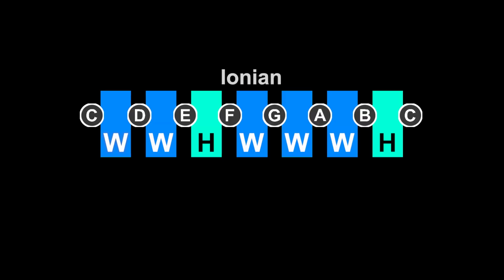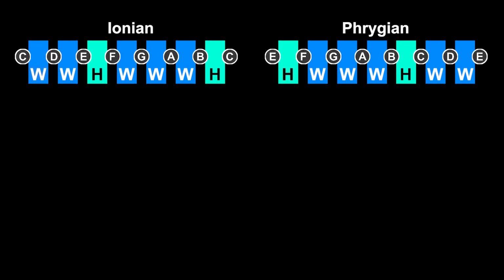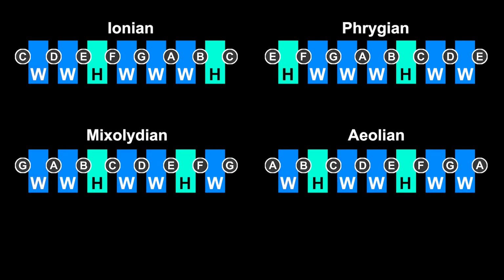The Ionian mode and the Phrygian mode are actually mirror images of each other. Palindromic modes, sometimes they're called. The interval structure of the Ionian mode is exactly the reverse of the interval structure of the Phrygian mode. The interval structure of the Mixolydian mode is exactly the reverse of the interval structure of the Aeolian mode.